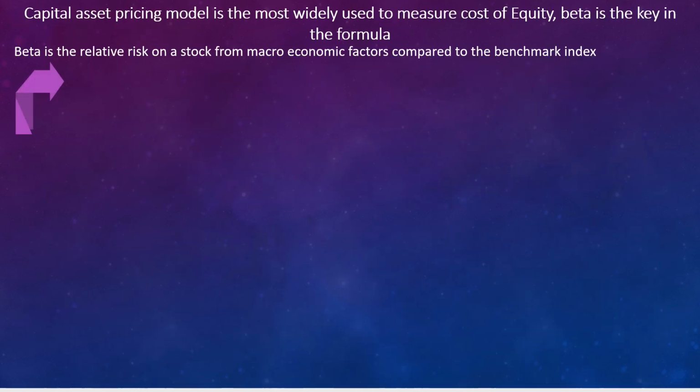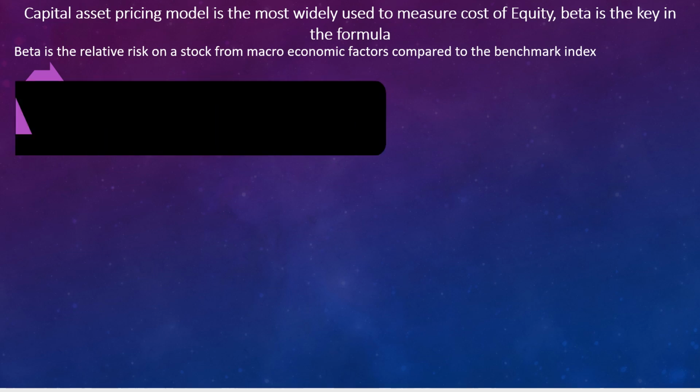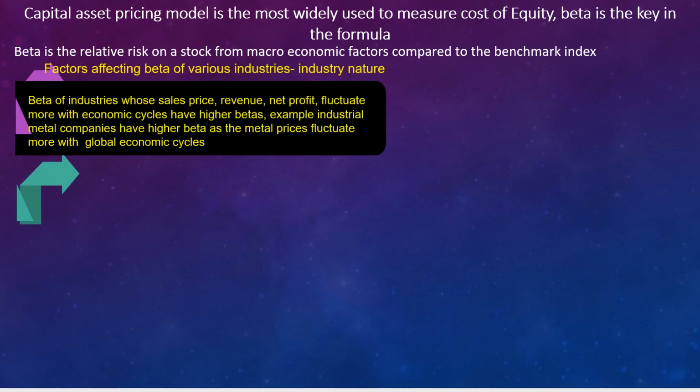The capital asset pricing model is the most widely used to measure the cost of equity. Beta is the key in the formula. Beta is the relative risk on a stock from the macroeconomic factors compared to the benchmark index. Factors affecting beta of various industries: industry nature.